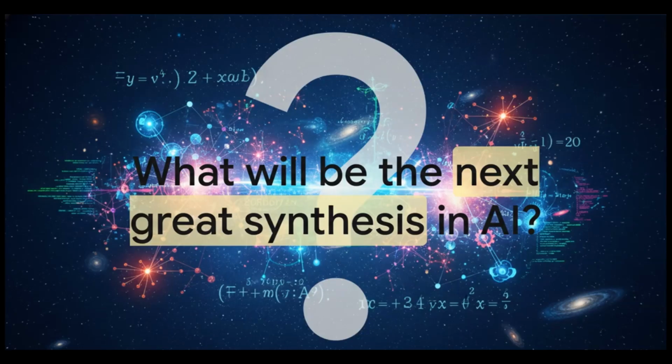The big breakthrough with Adam wasn't some totally new thing pulled out of thin air. It was about taking the best ideas that were already out there, momentum and adaptive learning rates, and combining them in a new, more powerful way. It really makes you wonder, as AI keeps getting more and more complex, what's going to be the next great synthesis that pushes the whole field forward?